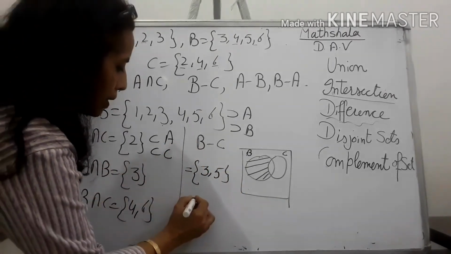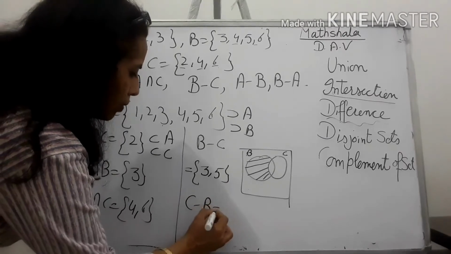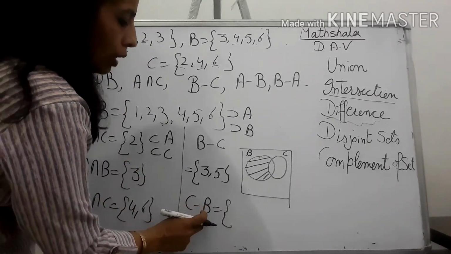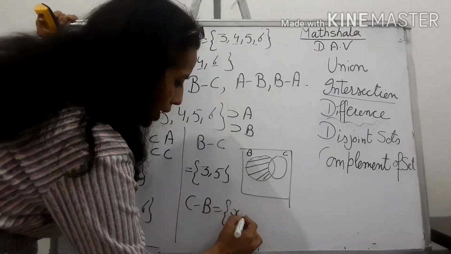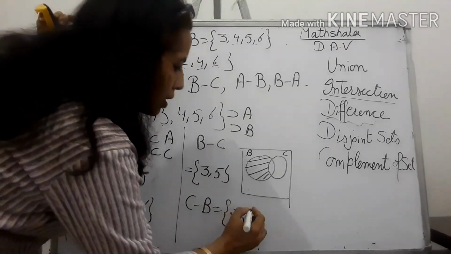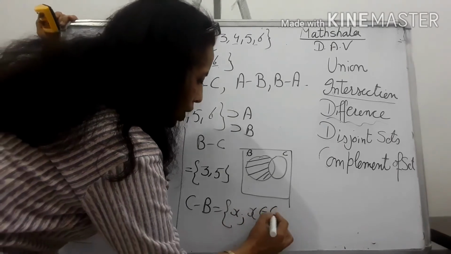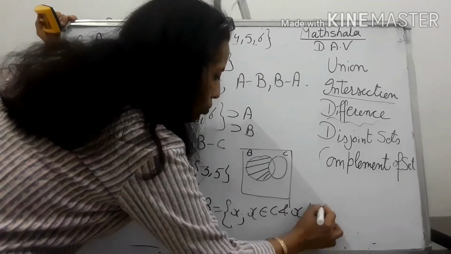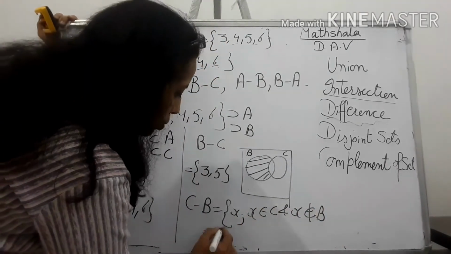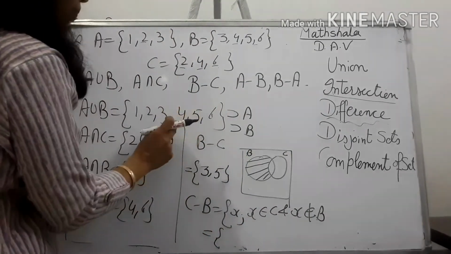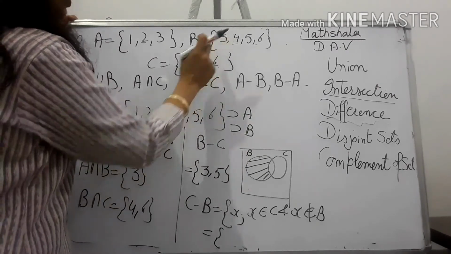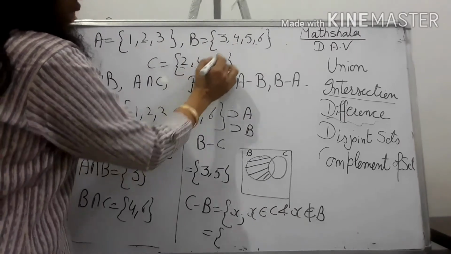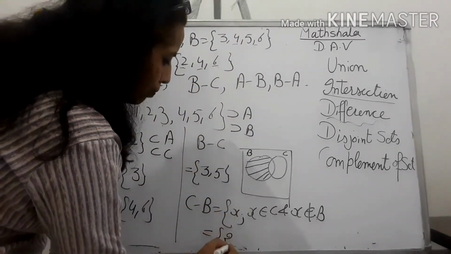Okay, let's see the next one. What will C minus B be? Those elements which belong to C but not to B. Let's write it by definition: it contains elements X such that X belongs to C and X does not belong to B. Now, the solution: those which are in C but not in B. 2 is in C, 6 is in B, so only 2 is there.